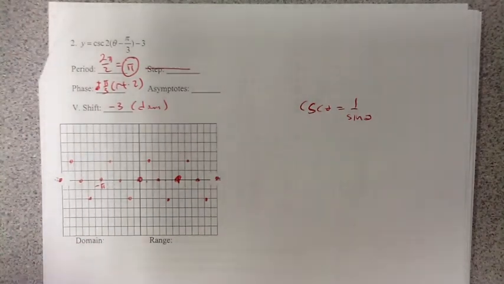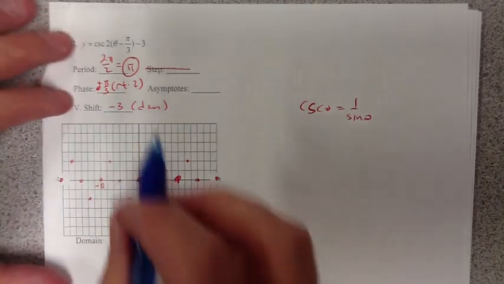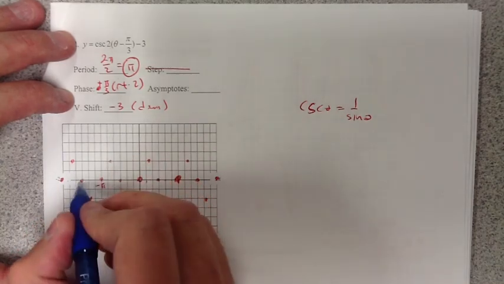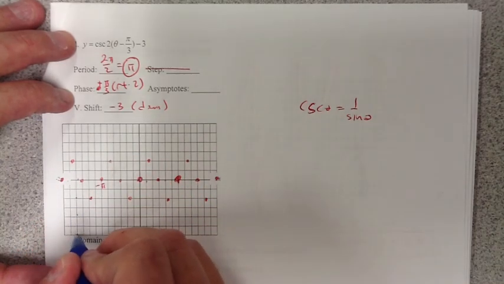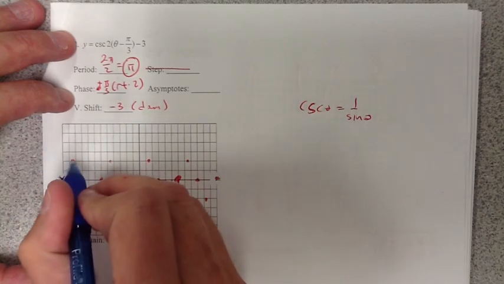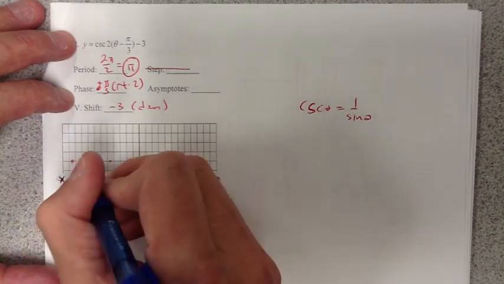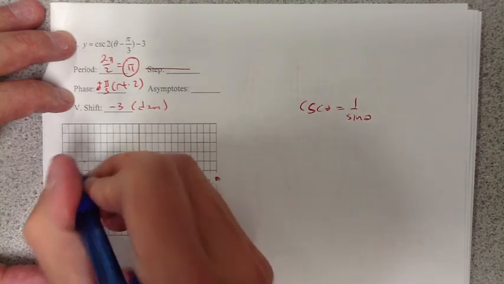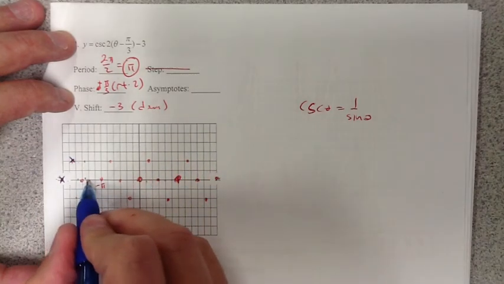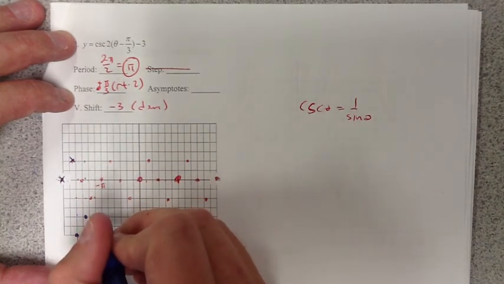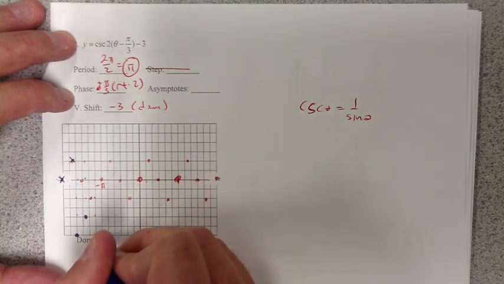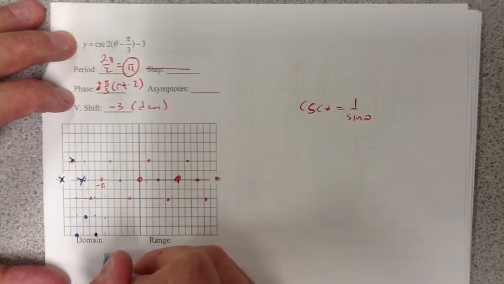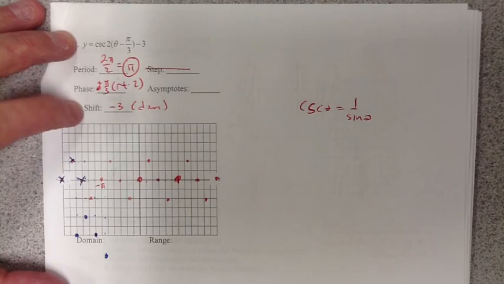To graph this now, we're going to do our transformations. Everything goes right 2, down 3. Right 2, down 3. 1, 2, 3. Right 2, 1, 2, down 3. 1, 2, 3. This is off the charts fun, but we can get an idea of what it looks like.